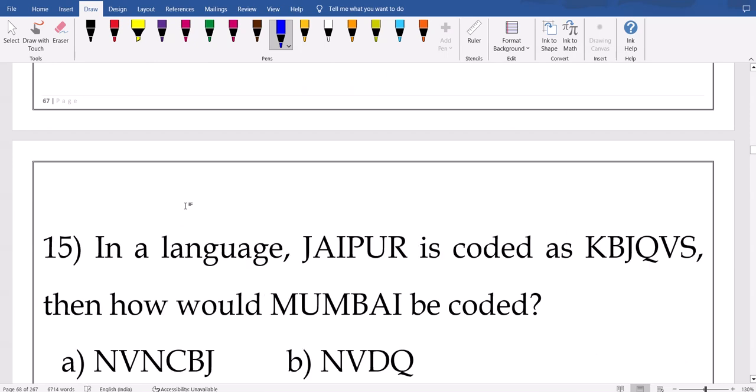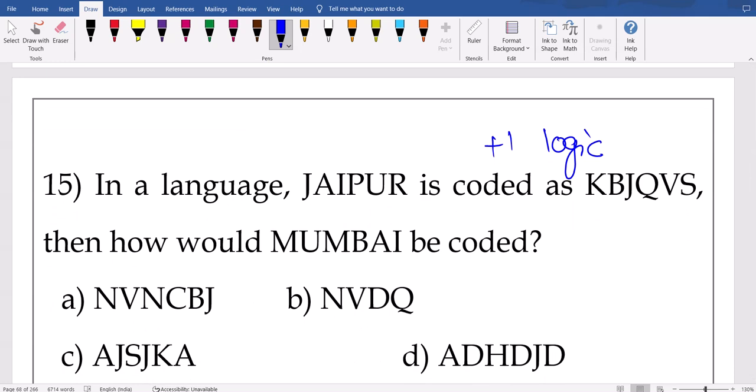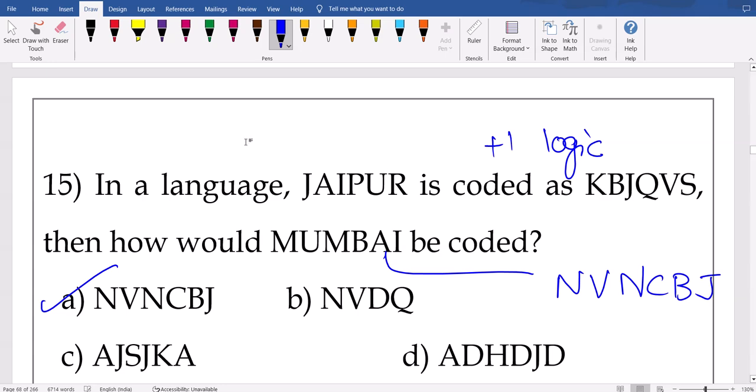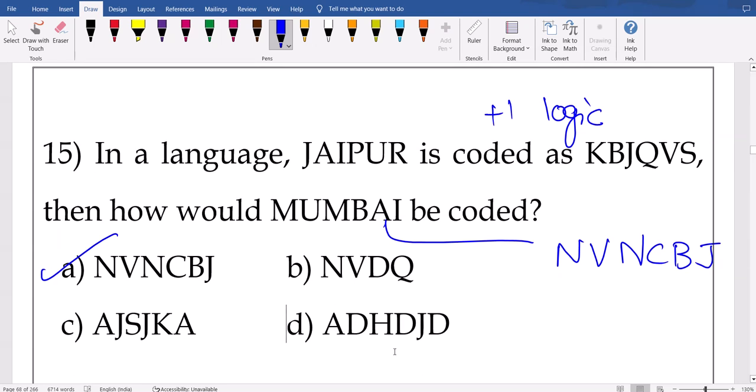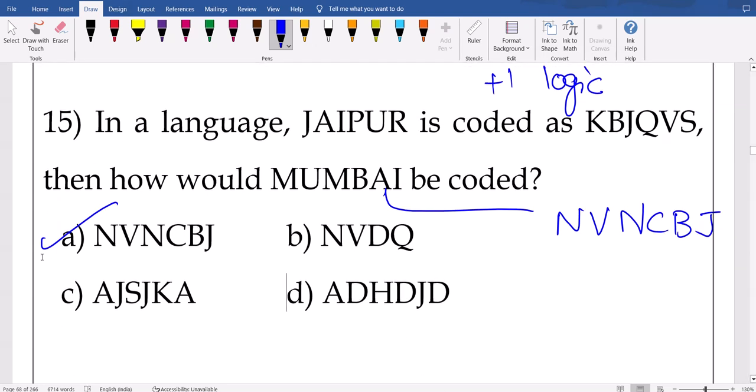Now what about the next one? Yeah, first plus 1, plus 1, plus 1, but for P, again, yeah, in fact, this is simple plus 1 logic. So for Mumbai, if you apply the plus 1 logic, NV, again N, so that's available in option A. Easy question, fine, very good. Plus 1 logic, very easy question for you. The 15th one is very easy, plus 1 logic.